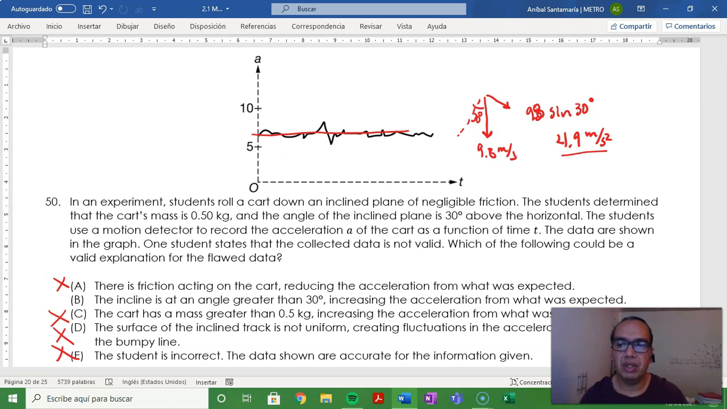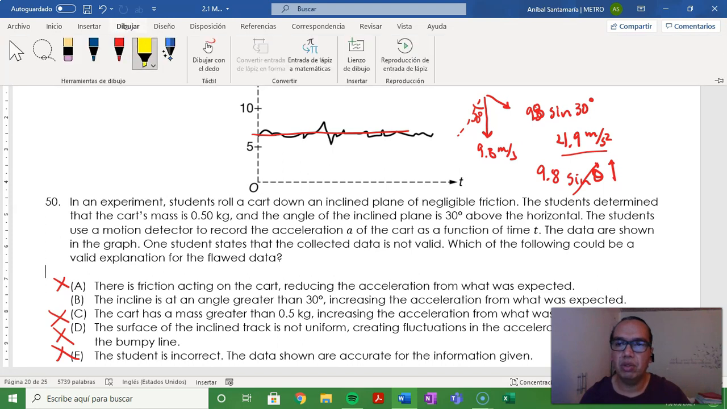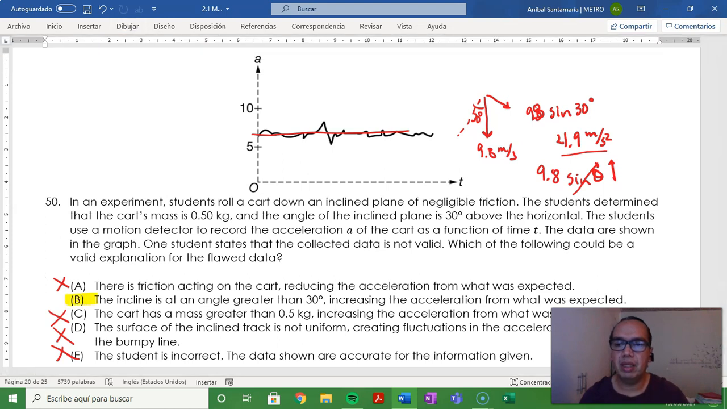Option B, on the other hand, the incline is at an angle greater than 30 degrees, increasing the acceleration from what was expected. If you have some angle greater than 30 degrees, then the sine of that angle increases, and so you have a greater portion of the acceleration down the slope. So that's probably the most valid answer.